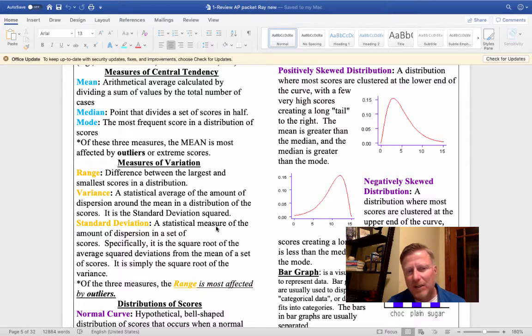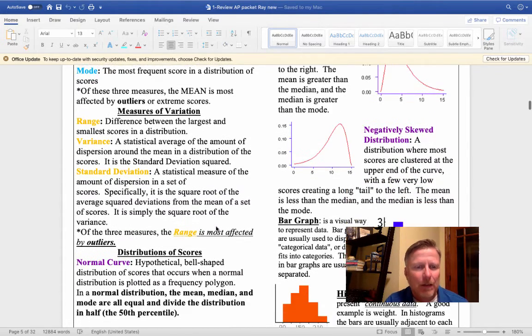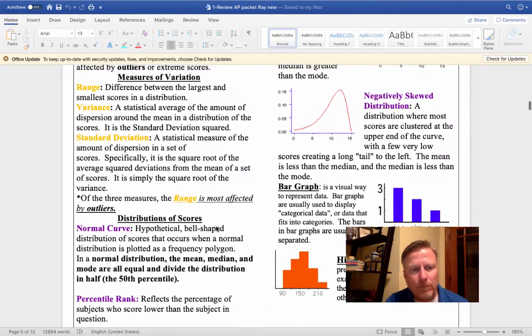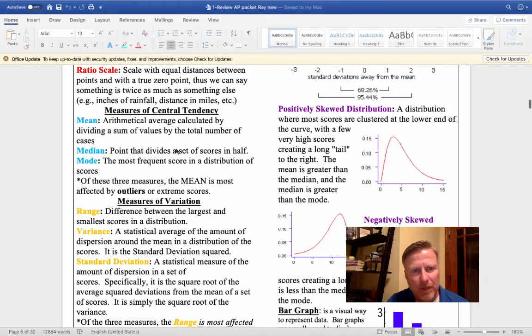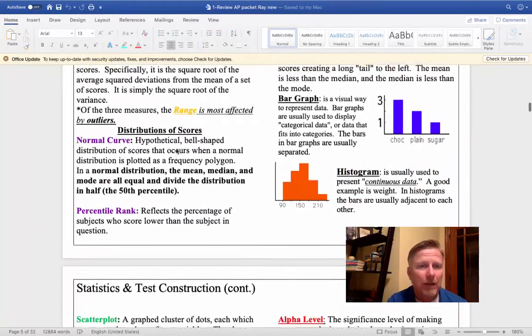It means how much each number typically differs from the mean. So if you have a standard deviation of 8, that means each number typically varies from each other by 8 points. It's important to know that on a standard IQ test the standard deviation is 15. That means, well, we'll get to that when we get to our normal distribution. But the range here is affected most by outliers. The mean is affected most by outliers of the measures of central tendency.